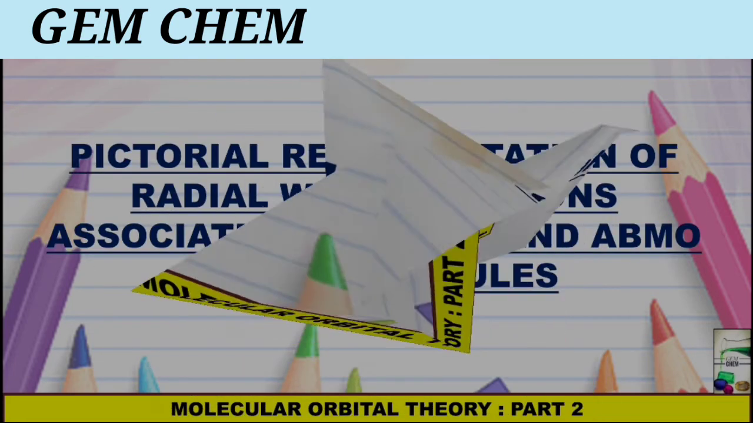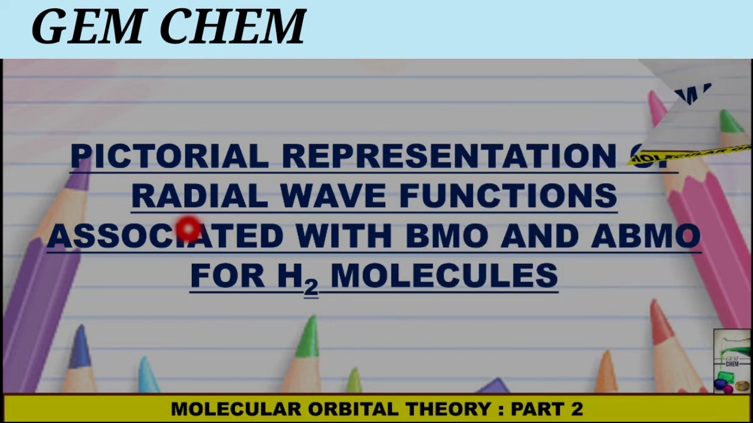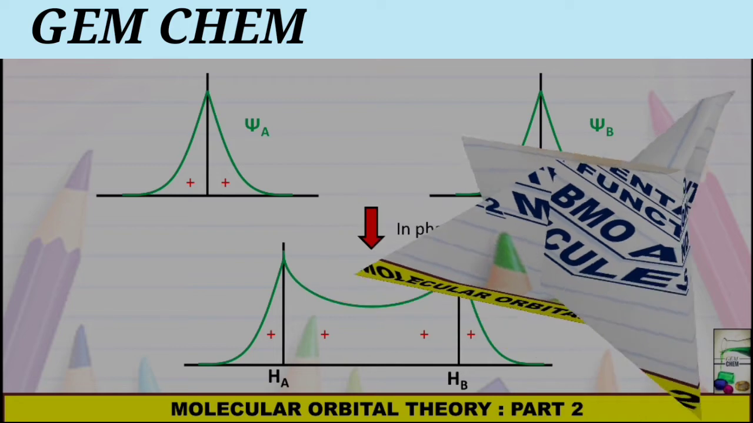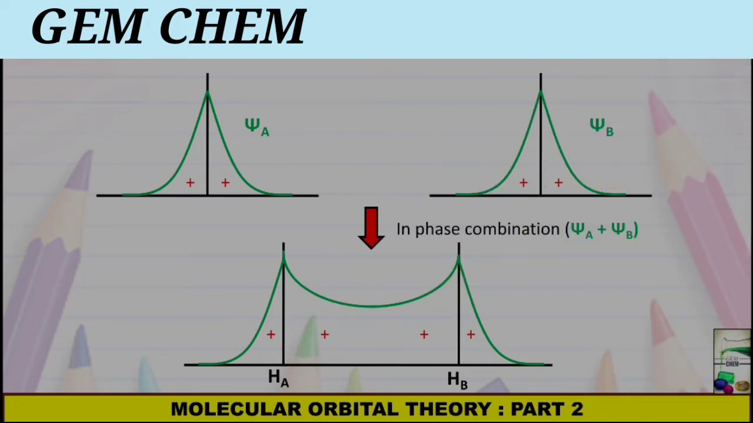Now we will see the pictorial representation of radial wave functions associated with bonding and antibonding molecular orbitals of hydrogen molecules. So if you see here, and if you have seen the atomic structure videos, then you can understand what is radial wave function. So if you want to see, you can watch the playlist. I will give the link in the description box as well as the I button present above this video. So this is our HA and this is our HB.